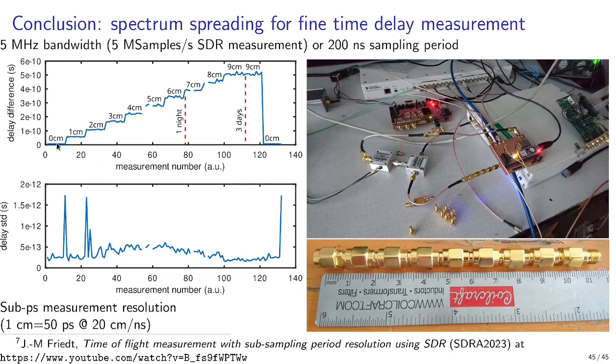ratio, where we can actually measure time delay introduced by these SMA spacers, 1 centimeter long. 1 centimeter at 20 centimeters per nanosecond is a 50 picosecond delay, and indeed by introducing these spacers we do see 50 picosecond delay with sub-picosecond standard deviation. How is this experiment achieved?